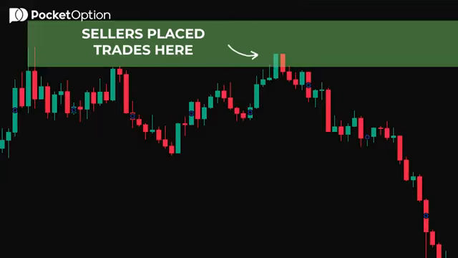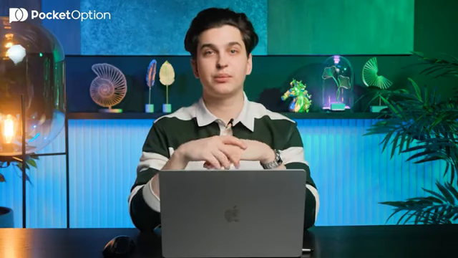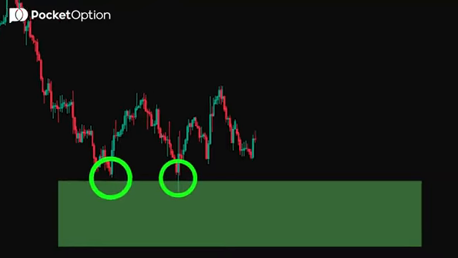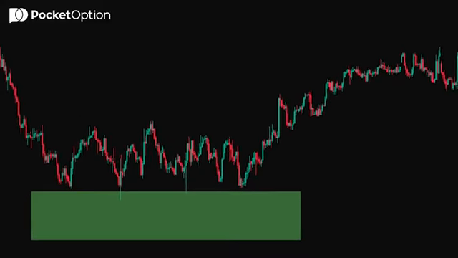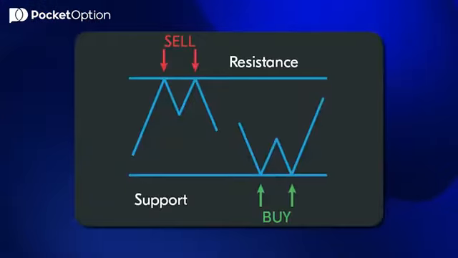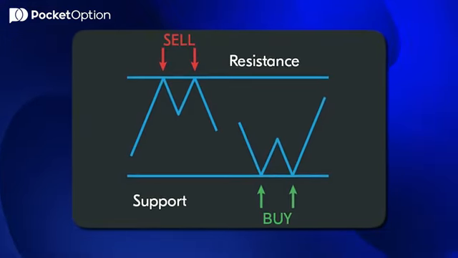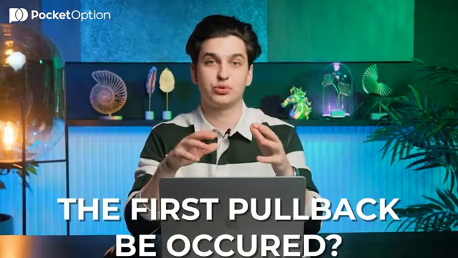For those who are not familiar, supply and demand levels are areas where significant buyers or sellers have placed trades. The main idea is that if the price returns to a supply or demand level, there is a high probability that it will bounce off that level. To make it easier for you to understand, it's basically similar to support and resistance levels. So if we can identify these levels on the chart, we can potentially predict where the first pullback will occur.